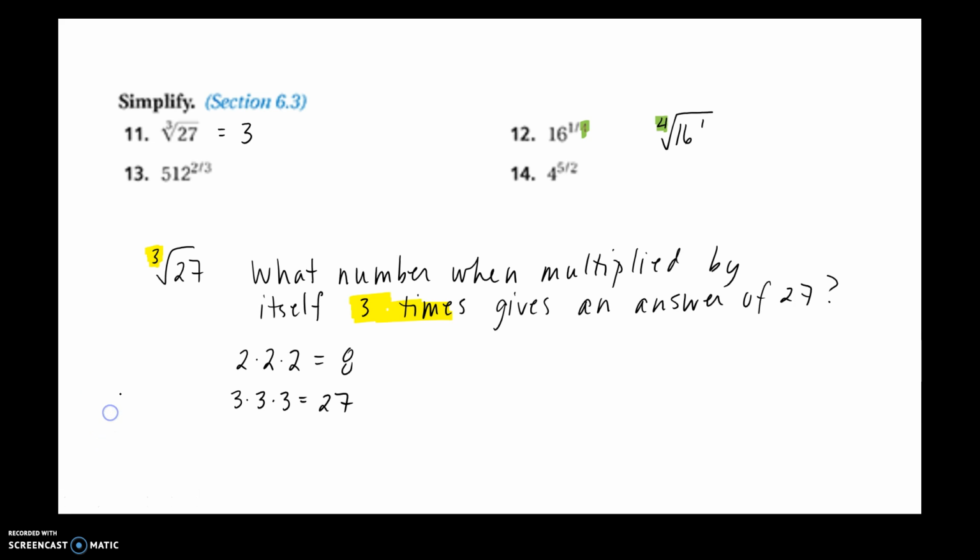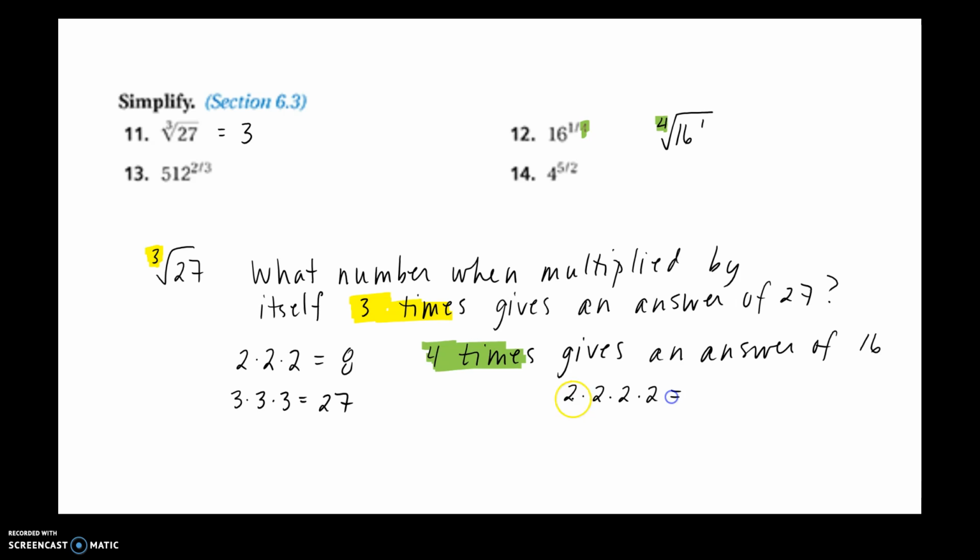So now the question that you're answering is sort of like this, but I'm going to change it. What number, when multiplied by itself 4 times, gives an answer of 16? I'm just changing what the root is, so I'm changing the multiplier. All right, so let's start with 2. 2 times 2 times 2 times 2. 2 times 2 is 4, and another 4, and then 4 times 4 is 16. So there we go. The answer would just be 2.